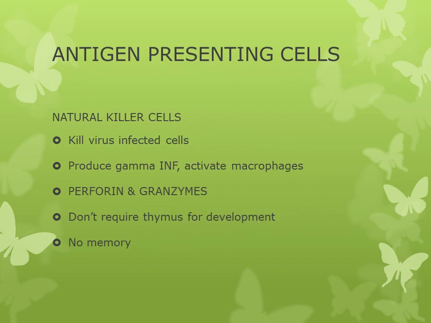The third important type of antigen presenting cell is the natural killer cell. Natural killer cells kill the virus infected cells. They have two very important functions. Number one is that they kill the virus infected cell, and number two is they produce interferon gamma. This interferon gamma results in the activation of macrophages.